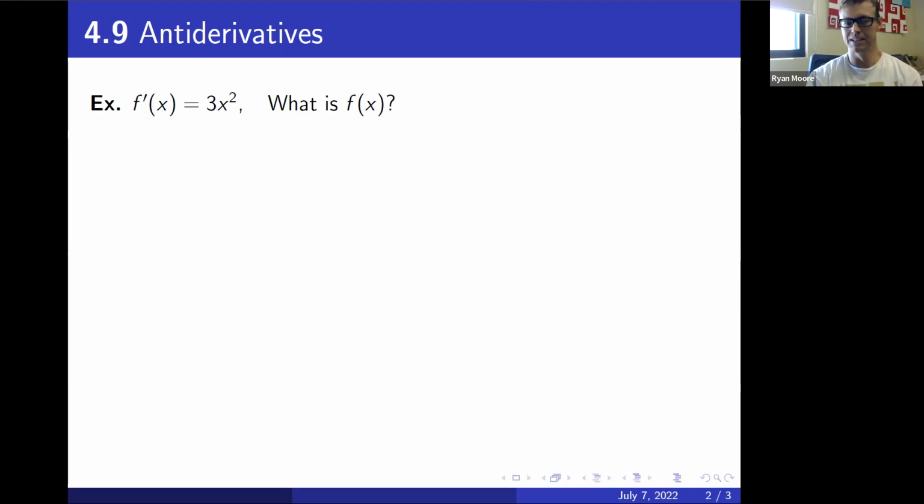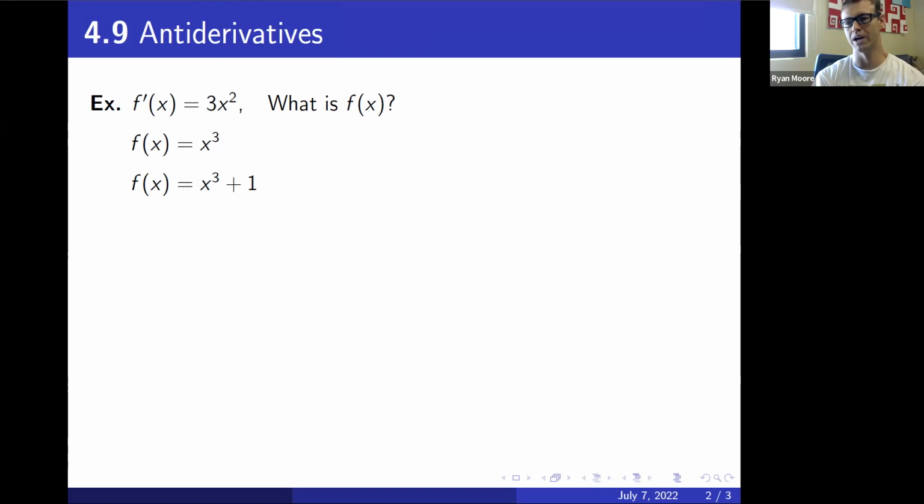Well, if the derivative is 3x squared, you might say, hey, then the original function must have been x to the third. Makes sense, right? That would be true. That derivative is 3x squared, but not so fast. Couldn't the original function have also been maybe x to the third plus 1? That derivative would still be 3x squared.